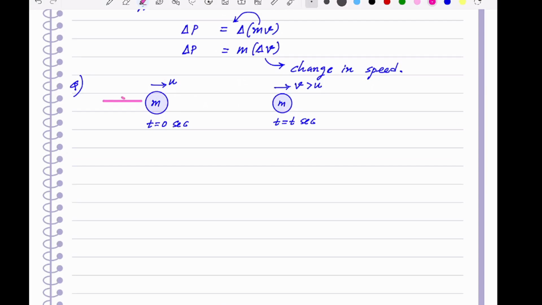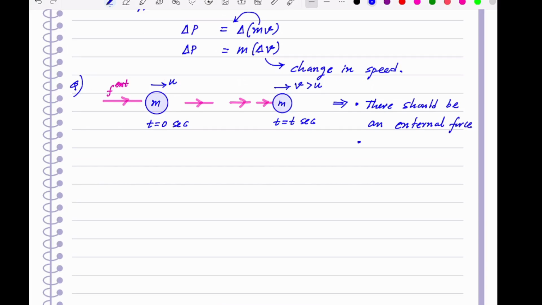So there is an external force acting throughout the journey, right? I would say F external for now. So keep that in the background. Now, if you think about the physics of this motion, you will identify what we can see. First thing, there should be an external force. That is the first thing.